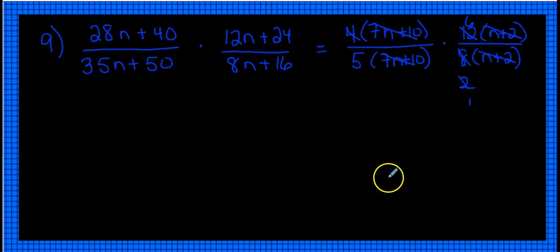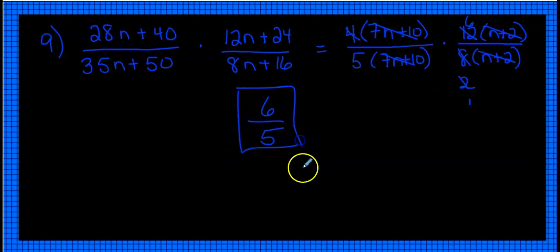So this one did end up being a lot of things that I could cancel out. For 28n plus 40, I factored out a 4 and got 7n plus 10 in parentheses. Down here, I got 5 times 7n plus 10, so those canceled out. And then on the second fraction, I took out greatest common factors and was able to cancel out the n plus 2. I did the 4 and the 8, and then I did the 12 and the 2 that was left over. So my answer ended up just being 6/5.